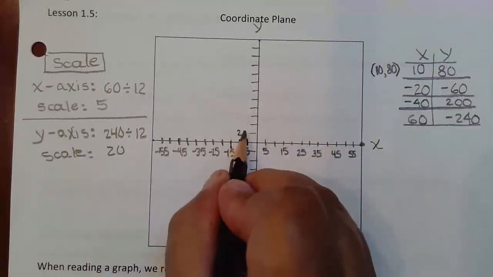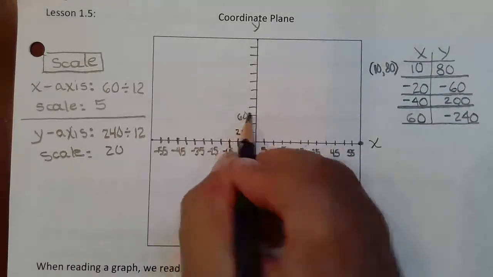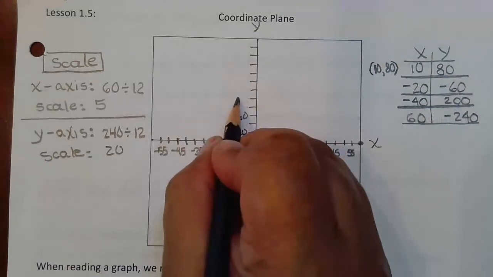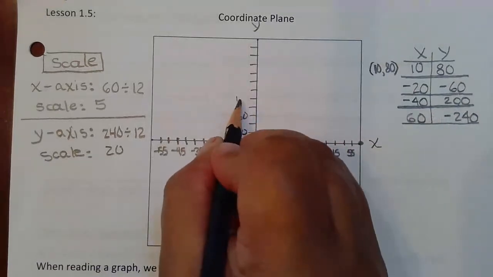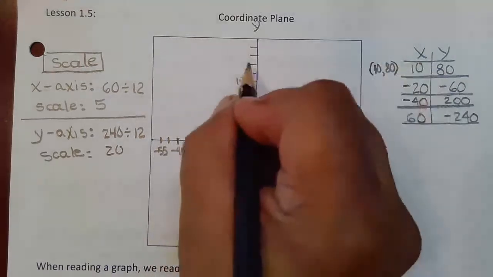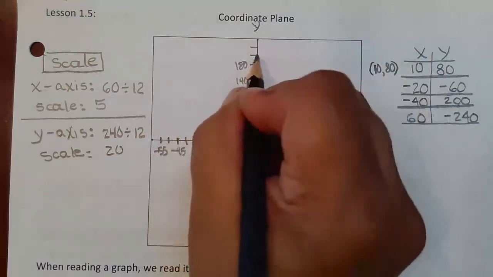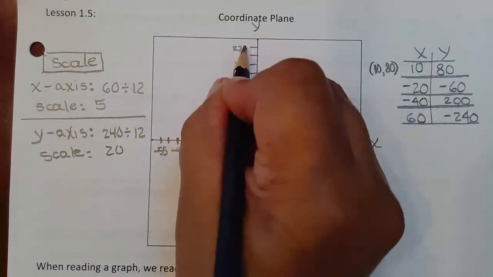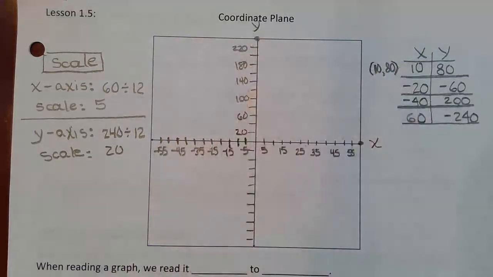So I'm going to label this 20, 40, 60, 80. Every mark counts for 20. 80, this will be 100, 120, 140, 160, 180, 200, 220, and then this top mark will represent 240.